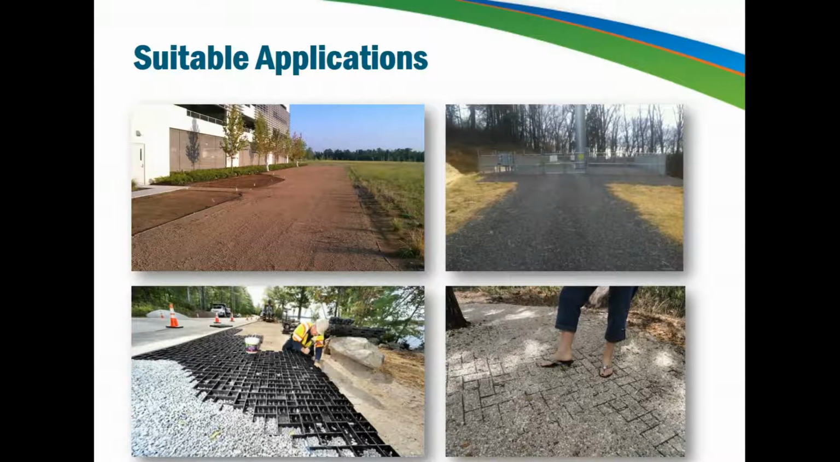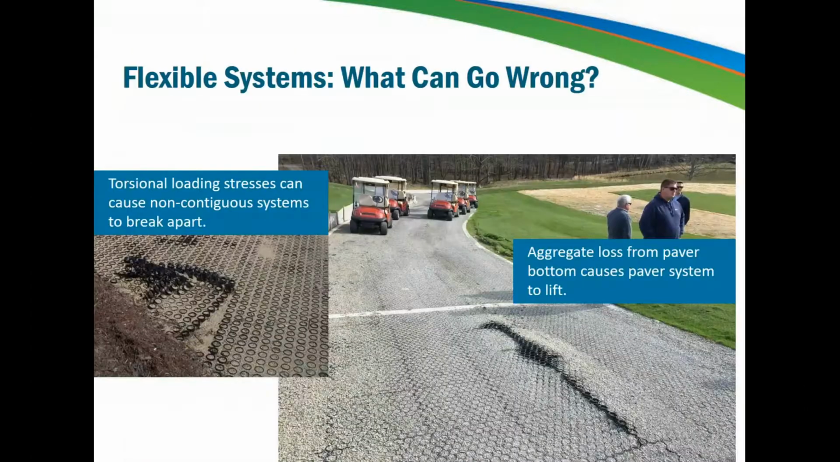So there are a wide variety of uses for the GeoPave system, including fire and utility lanes, utility site access roads, road shoulders for runoff reduction, and trails or walkways, because the system is ADA compliant. So anything that you might need porous pavement systems for.